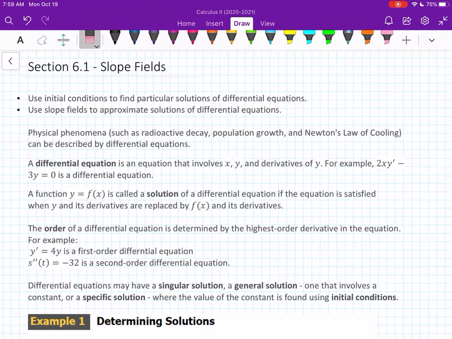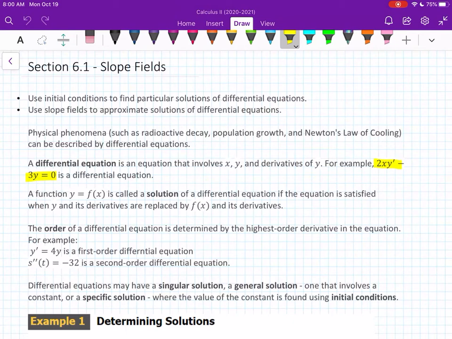So what are differential equations? They are equations that involve x, y, and derivatives of y, and they can be used to describe radioactive decay, population growth, Newton's law of cooling, and many other phenomena. We're going to see some examples of that in the next section. An example of a differential equation might be 2xy prime minus 3y equals 0.